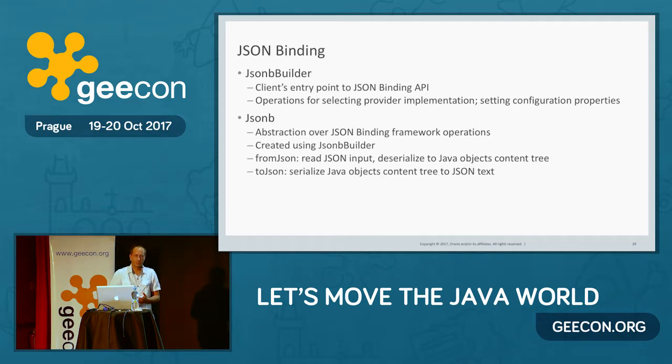The key entry point to the API from the client's perspective is a class JSON builder. It has some operations for selecting provider implementation, for instance, or setting some configuration properties. And from this builder, you can create a JSON-B object, which then allows you to serialize or deserialize object from or to JSON.